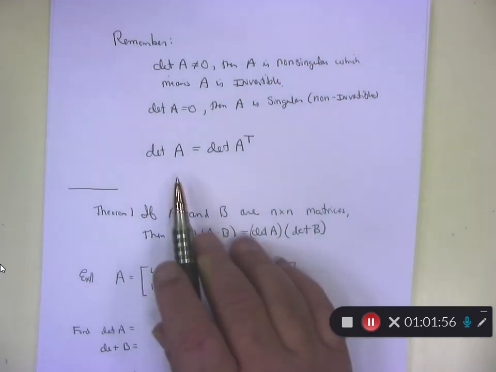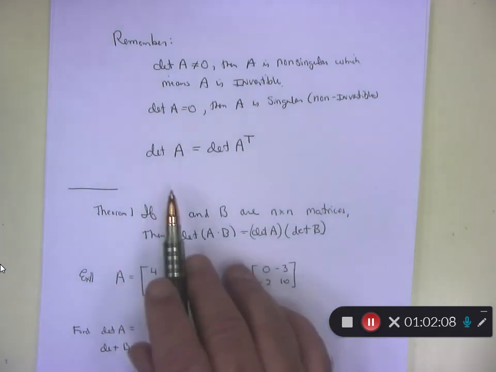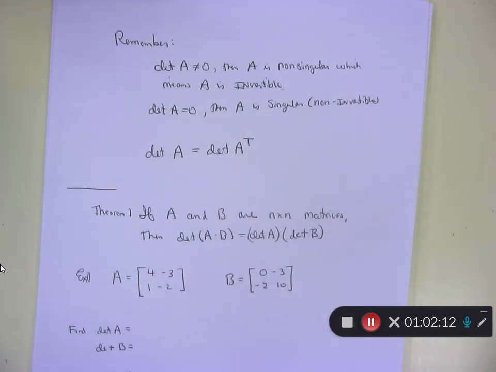The next thing is this. What is the difference between A and A transpose? Now, for A transpose, you just switch the rows and columns around. Rows become columns and columns become rows. But in terms of determinants, the determinant of A and the determinant of A transpose are exactly the same thing. It doesn't matter if the row becomes a column or the column becomes a row, you're going to still get the same answer. Okay?